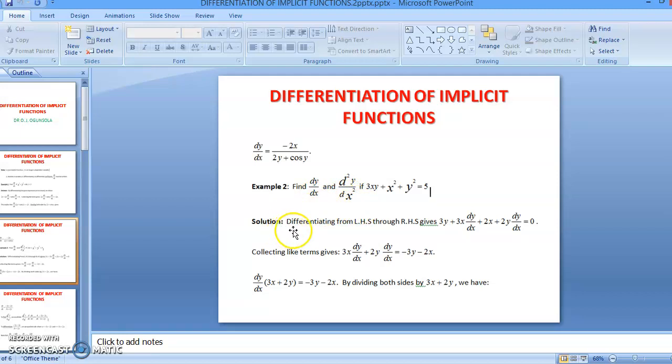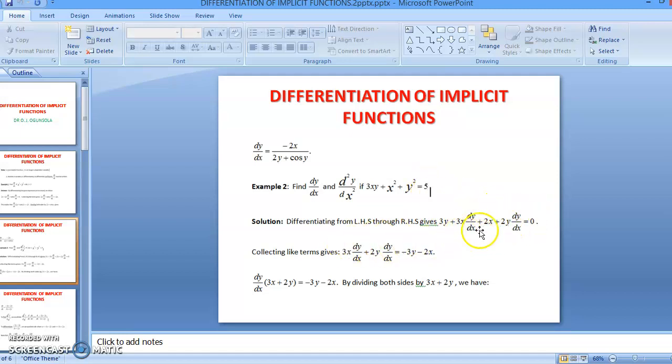Solution. Differentiating from left hand side to right hand side, that is, differentiate across board. When you differentiate 3xy, it is a product function. So, you can fix y and differentiate 3x, or you fix x and differentiate 3y. Differentiating 3x multiplied by y, we have 3y, plus differentiate 3y multiplied by x, you have 3x dy/dx. Then whenever you differentiate x squared, you have plus 2x. When you differentiate y squared, you have 2y dy/dx is equal to the constant 0.